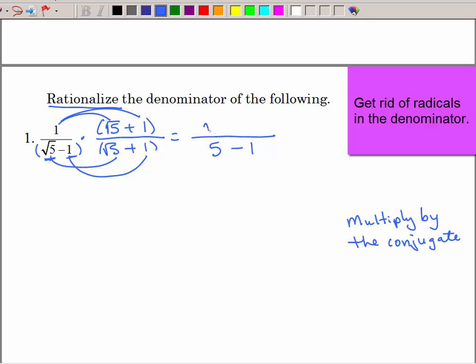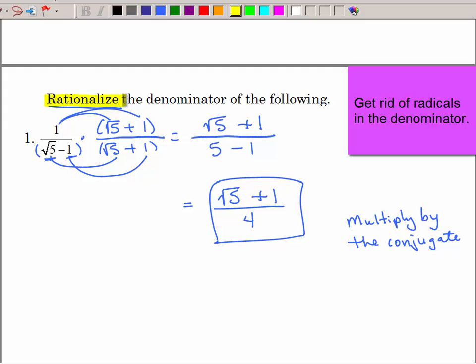Then we're going to distribute on top. Okay, let's clean that up. So 5 minus 1 is 4, and on top those are unlike terms, so we're just going to leave those answers. Okay, so one more time, rationalize the denominator means to get rid of the radicals. And if we have a binomial, we've got to multiply by the conjugate. Let's just do a couple more examples.